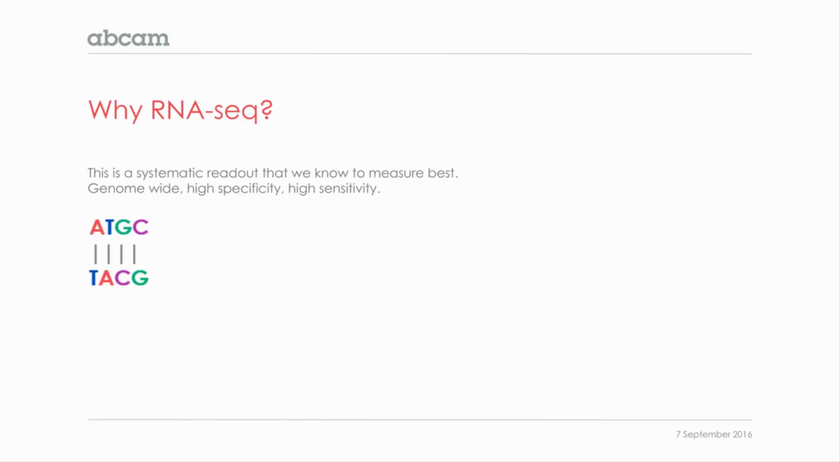Now, before we start to discuss the technical details, just two basic questions. The first one is, why do we want to do RNA-Seq? The short answer is that basically RNA-Seq is a systematic readout. And today, with the technology we have, we can measure it in very high quality. We can measure it genome-wide. We can measure it with high specificity and high sensitivity. And this is all due to the specificity of DNA binding.